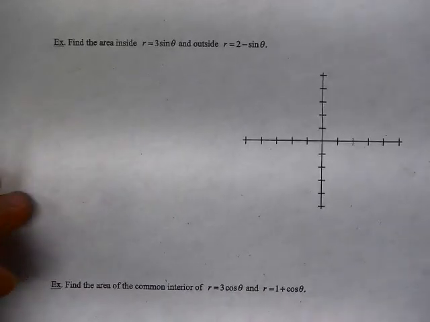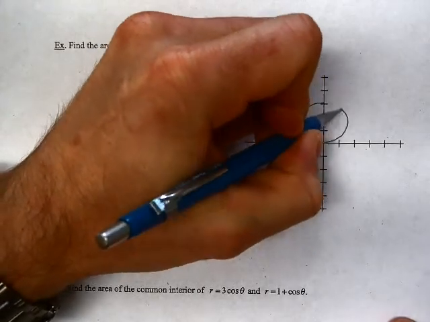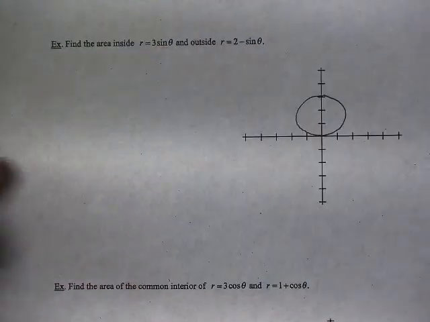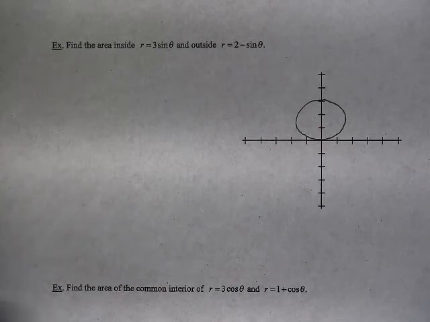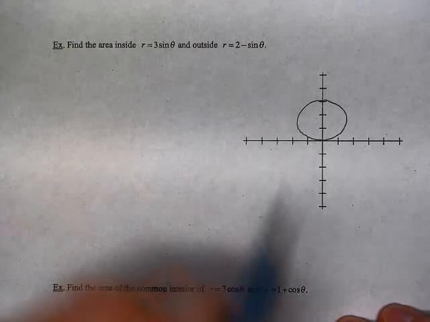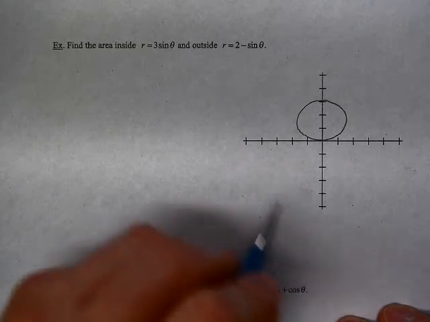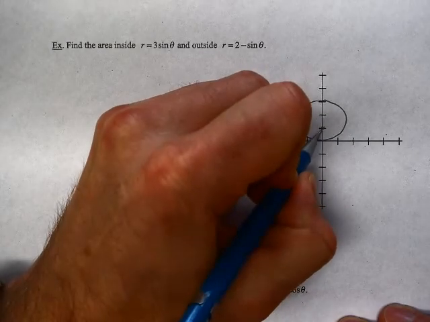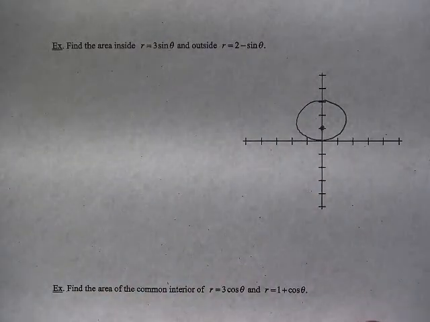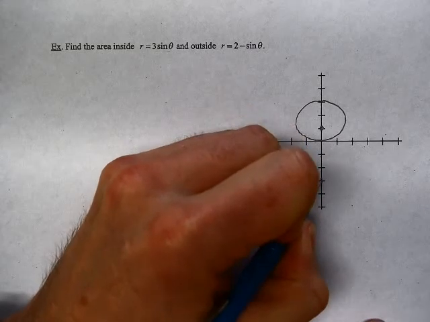R equals 3 sine theta, that's a real easy one. We have a circle of radius 3 above the x-axis and with y-axis symmetry. And then when we graph this 2 minus sine theta, we're going to have a cardioid that doesn't quite touch the origin. It's going to have a minimum at 1.